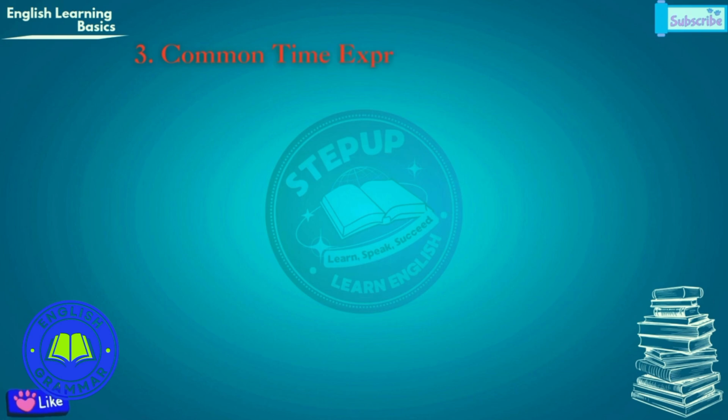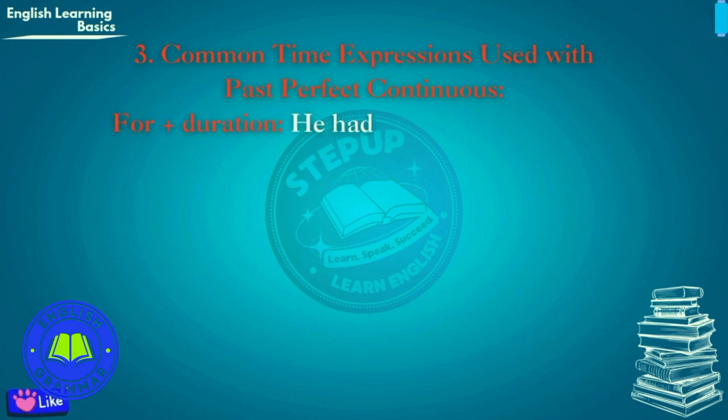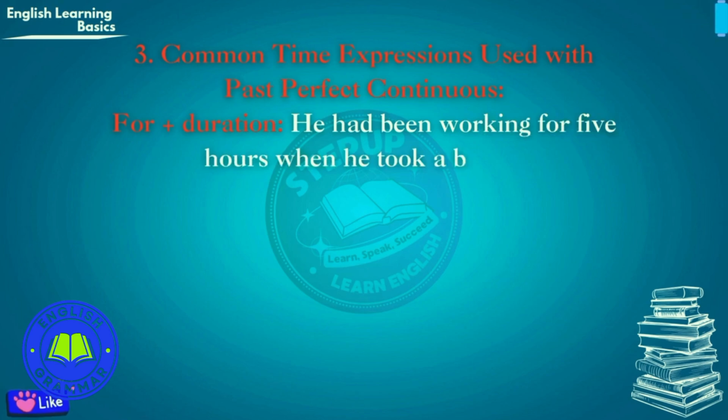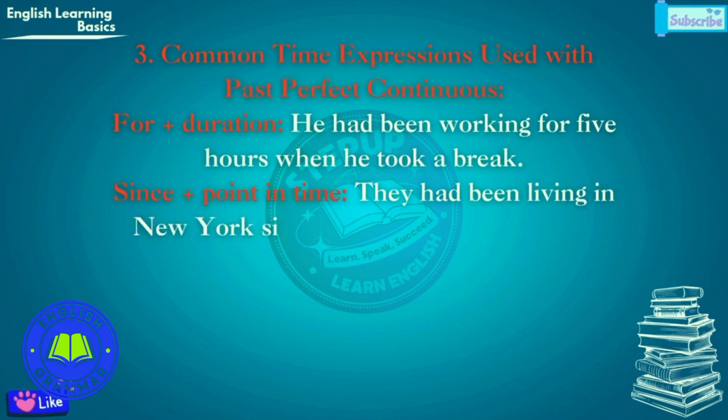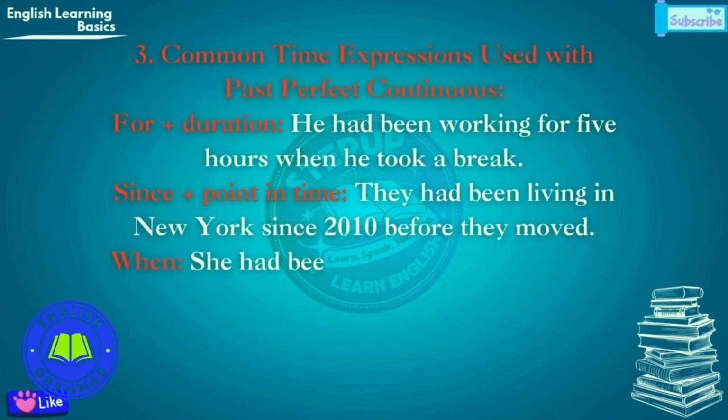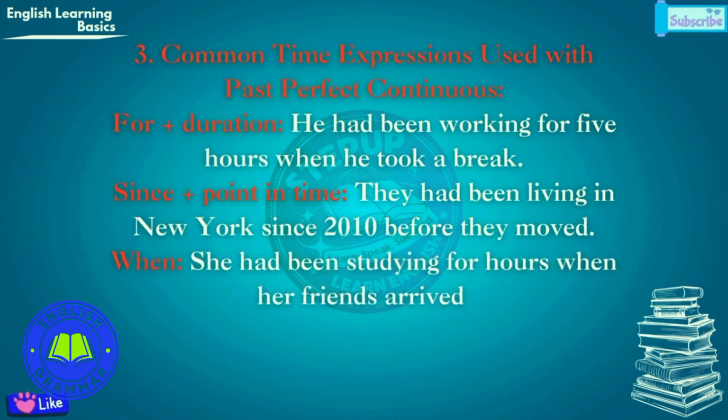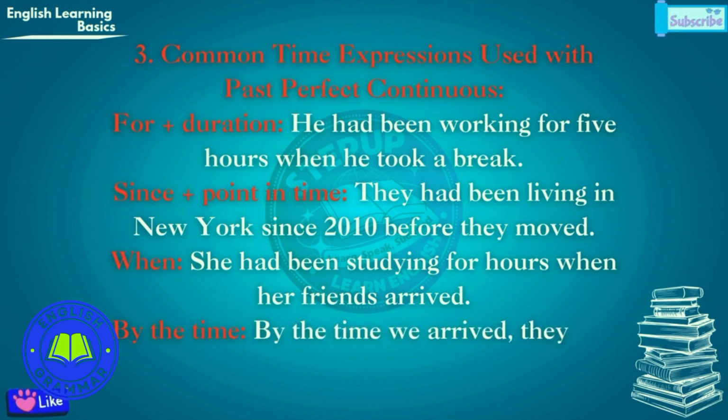3. Common time expressions used with past perfect continuous. For plus duration: he had been working for 5 hours when he took a break. Since plus point in time: they had been living in New York since 2010 before they moved. When: she had been studying for hours when her friends arrived. By the time we arrived, they had been playing for 2 hours.